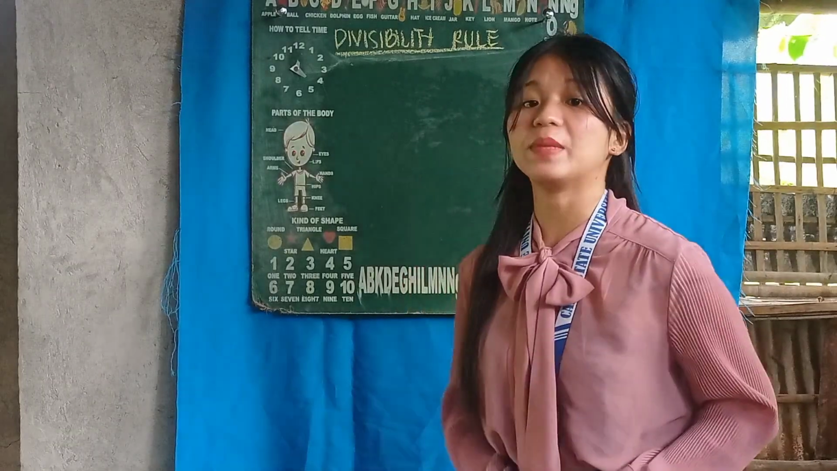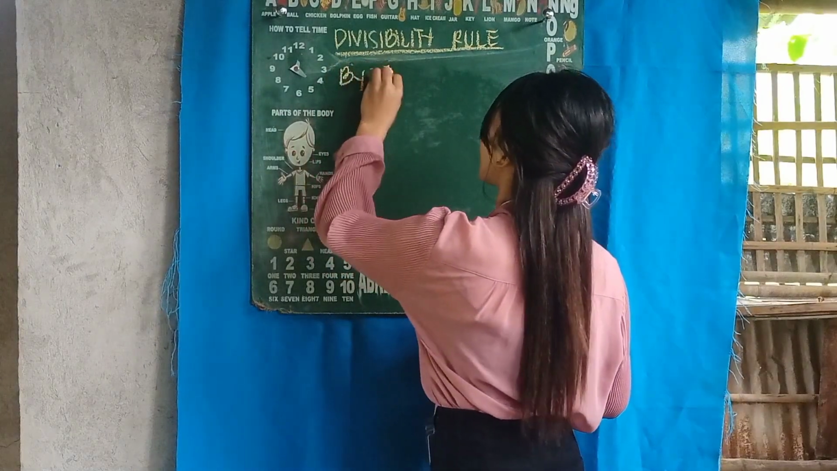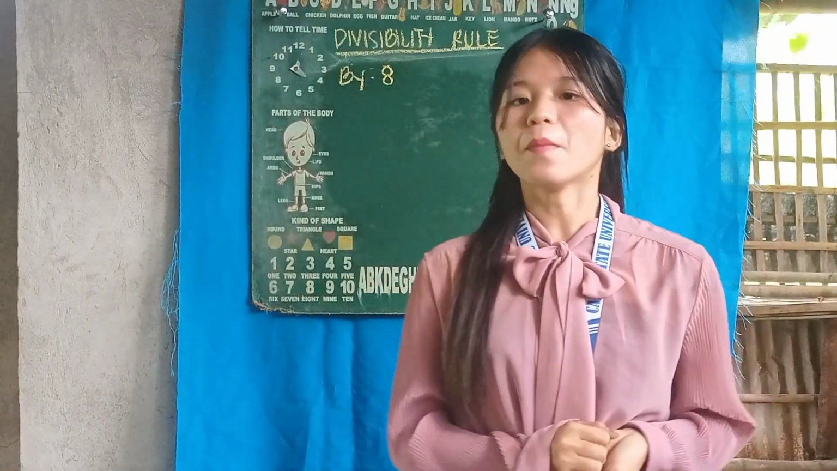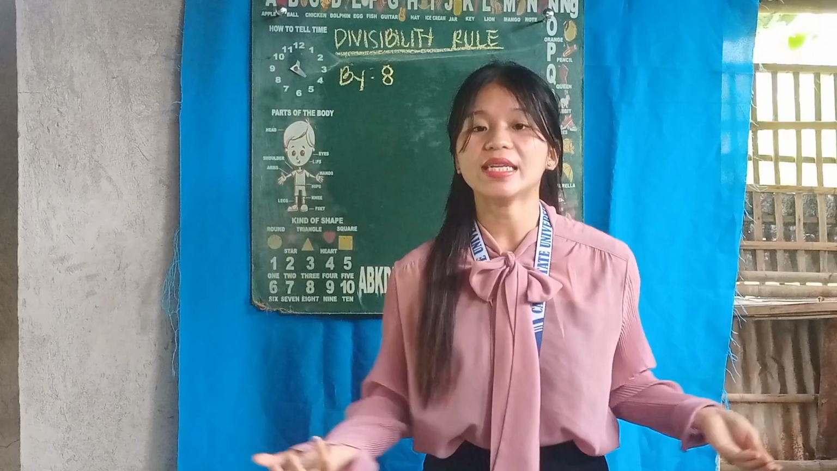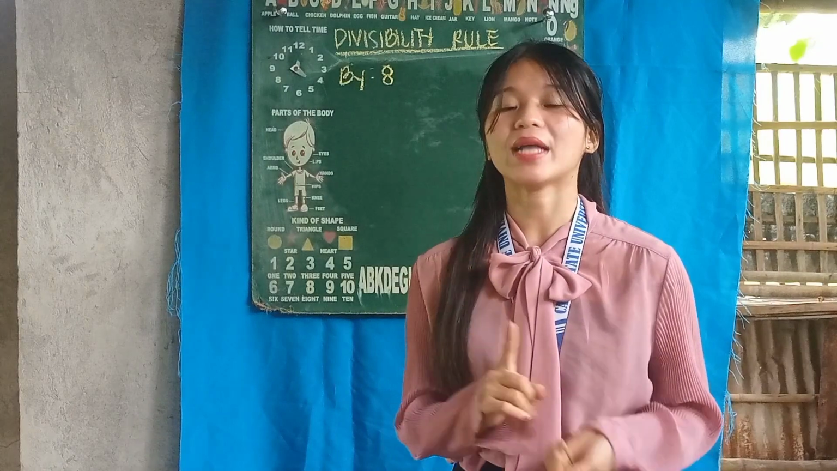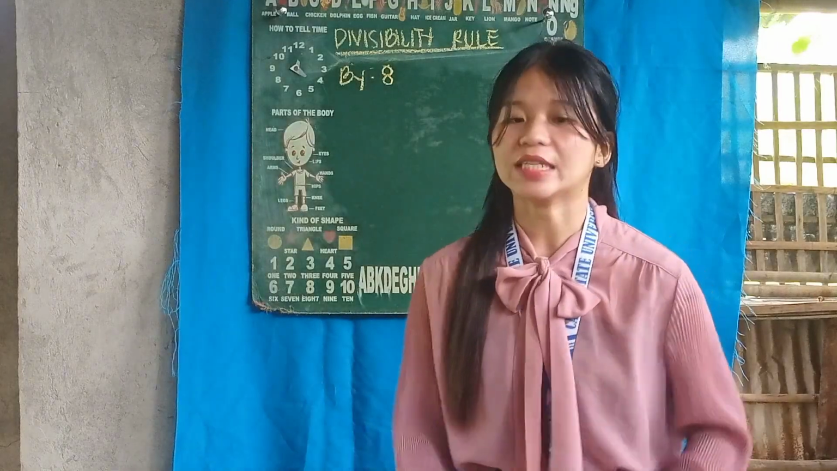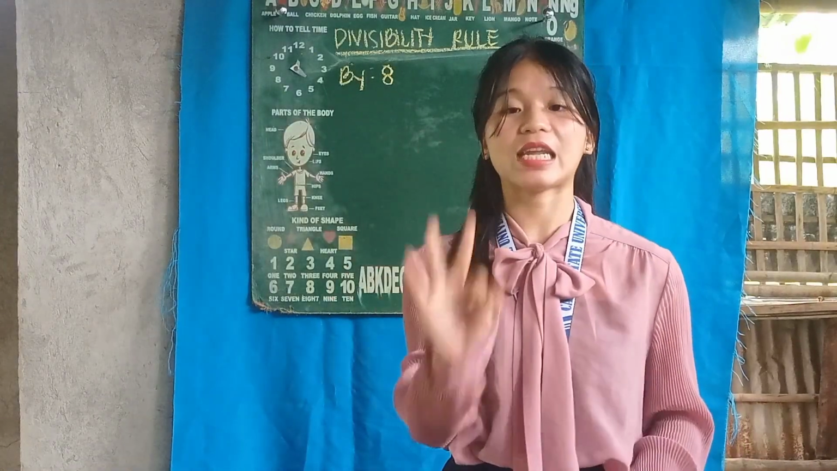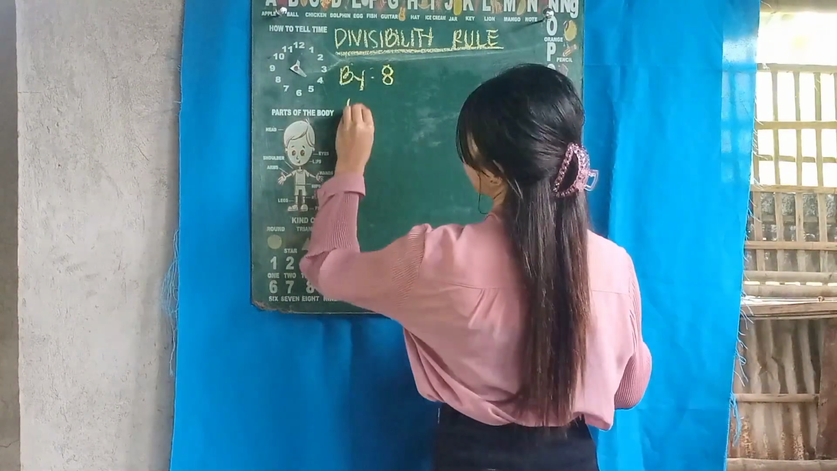Okay, next is the divisibility rule by the number 8. So, the number formed by the last 3 digits is divisible by 8. Earlier, for the number 2, if we are looking for divisibility by 2, the last digit is what we look at. For divisibility by 4, the last 2 digits are what we look at. Here for divisibility by 8, it is the last 3 digits that we focus on. So, let's have an example.